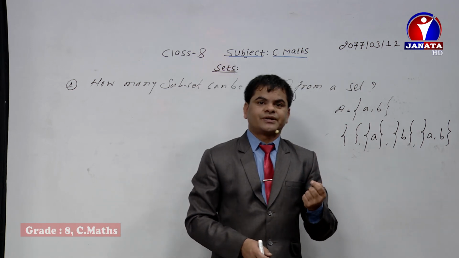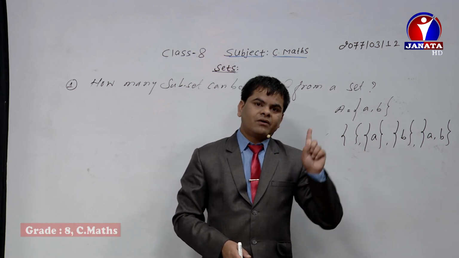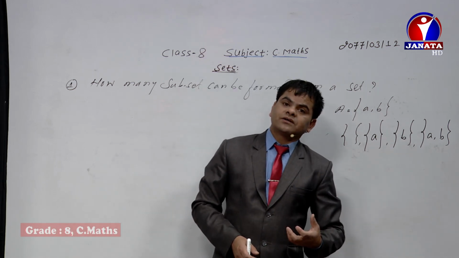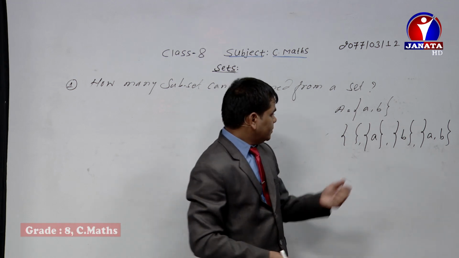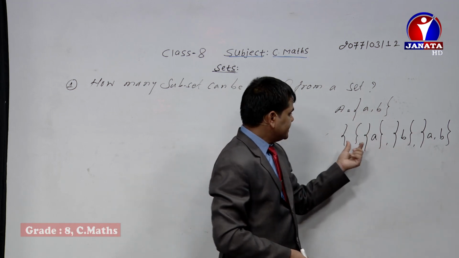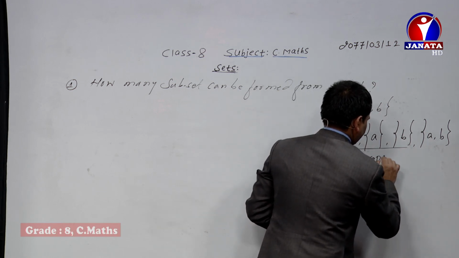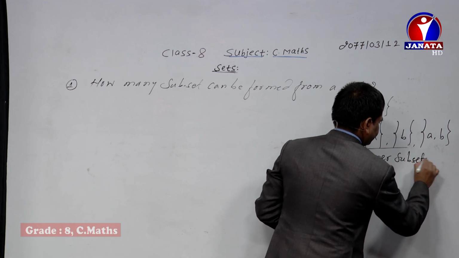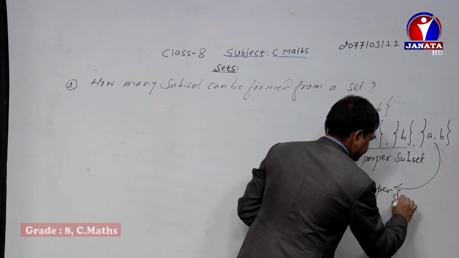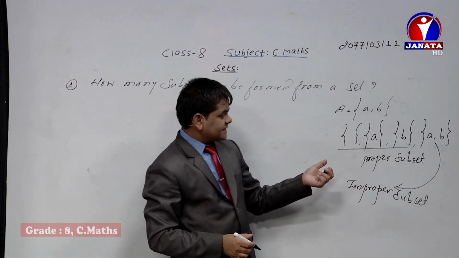In each and every set, dear students, there will be one improper subset, not more than one. So always there will be only one improper subset in a certain set, and all the other remaining subsets will be proper subsets. So this one is a proper subset of this one also, and similarly this one. So these are the proper subsets. We can categorize them as proper subsets, and this one is the improper subset.